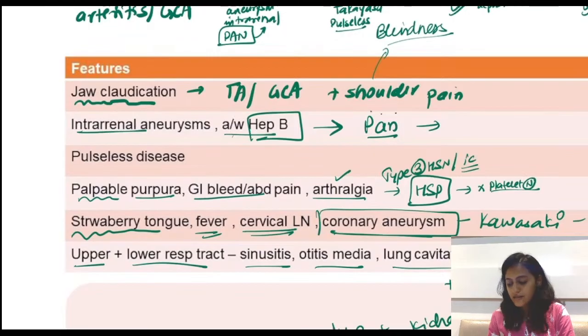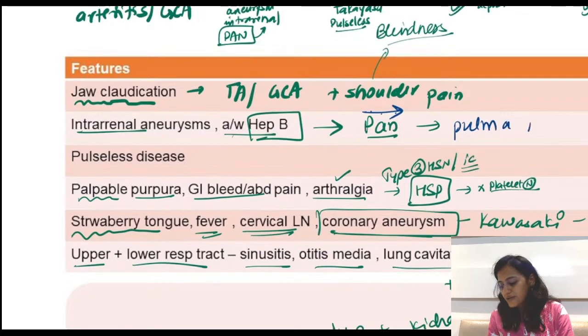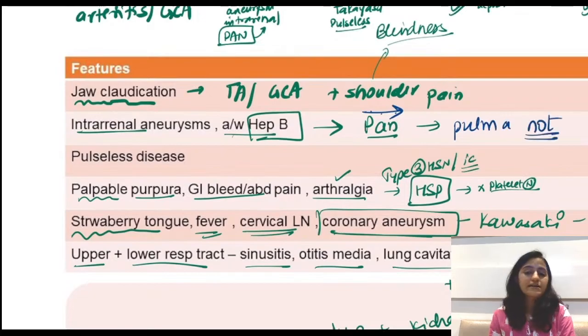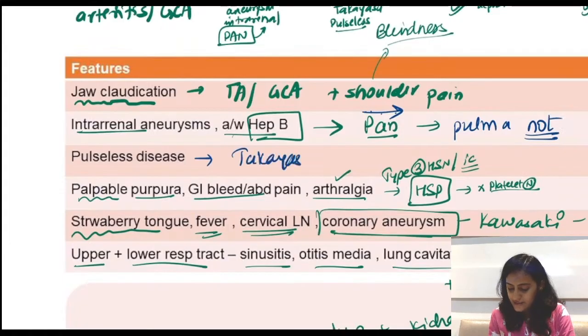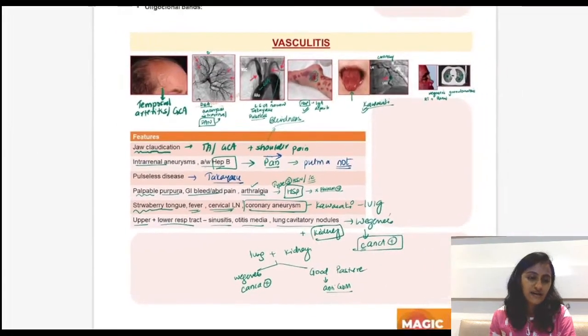Remember, the pulmonary artery is not involved. The pulmonary artery is spared in polyarteritis nodosa. Okay, that is what we need to know. Pulseless disease is Takayasu's disease. Okay, the pulseless disease is Takayasu's.